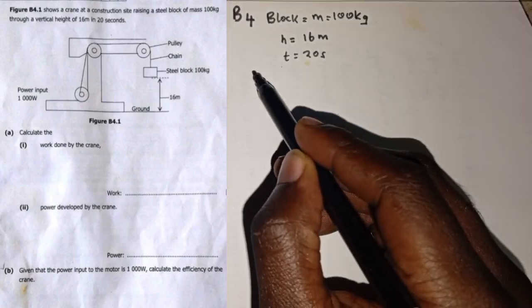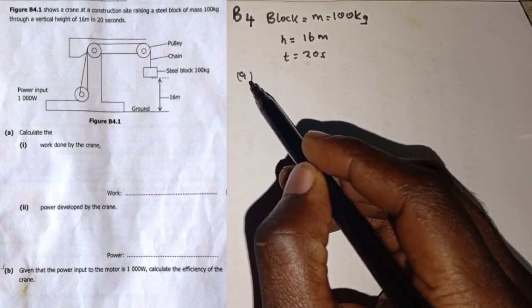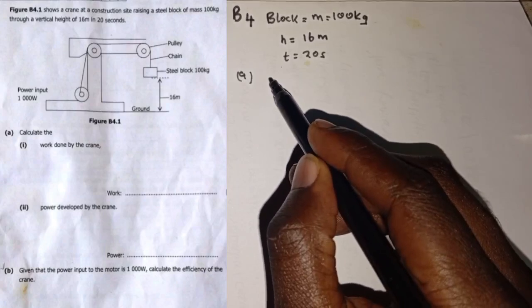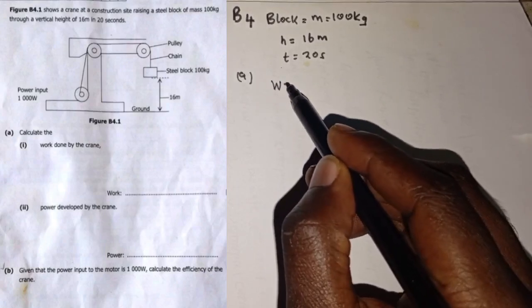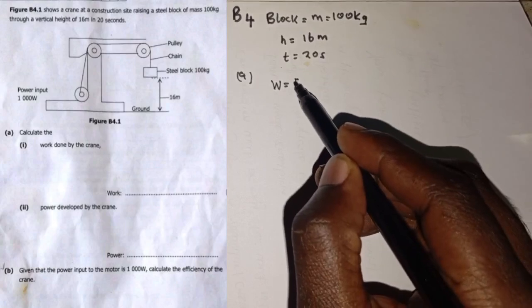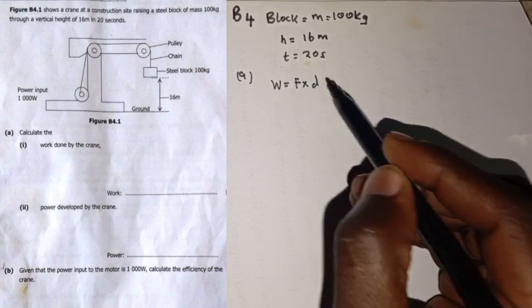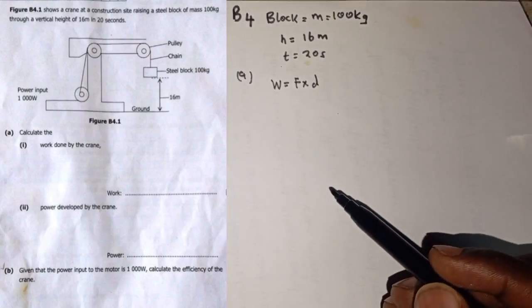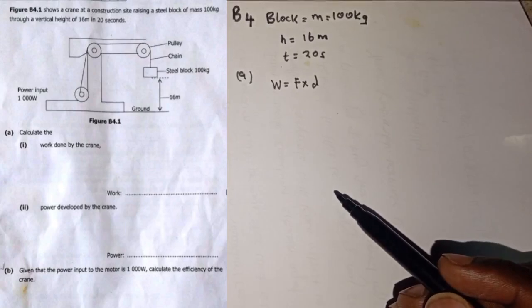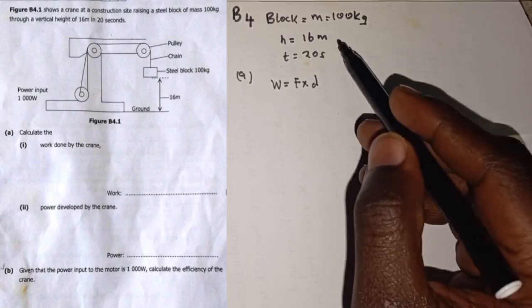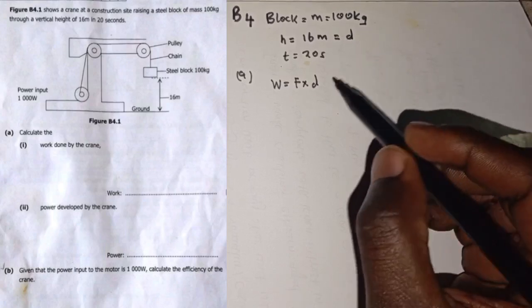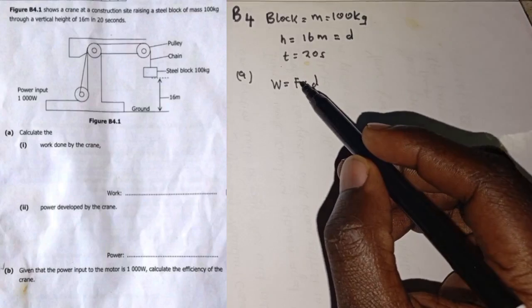So question B4A says calculate the work done by the crane. The work done by the crane. So work is simply equal to force times what? The distance. So what is the force and what is the distance? The distance here will use the height. So the height will be our distance. Now what will be the force?